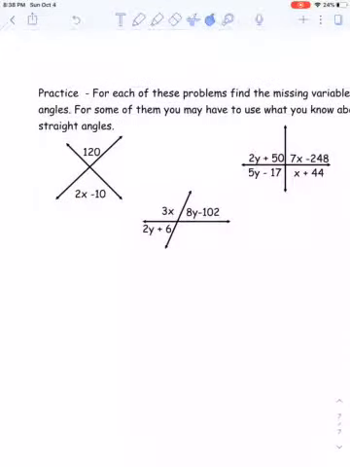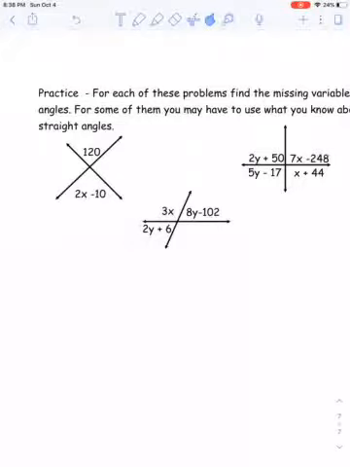So here are problems that you're going to have to do in a Google form, I believe it is. What I want you to do is for each of these problems, find the missing variables and angles. For some of them, you might have to use what you know about straight angles. So it's exactly what we did in that last problem, okay? You're going to write down what you know, and you are going to work from there.